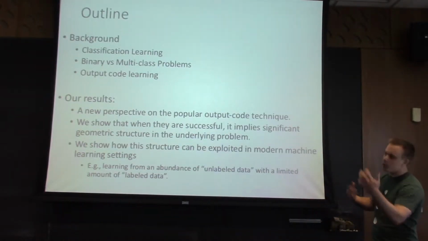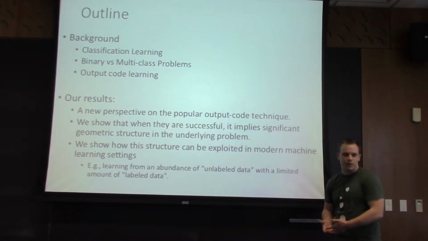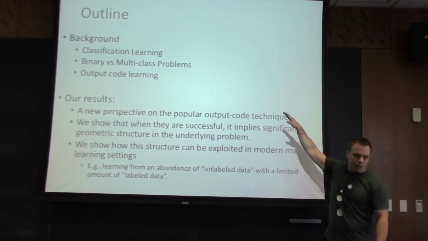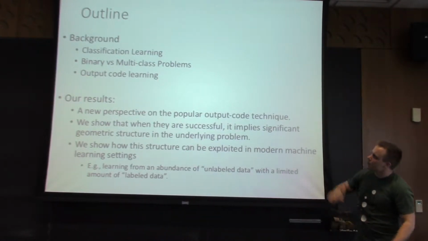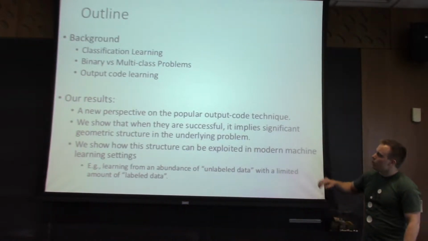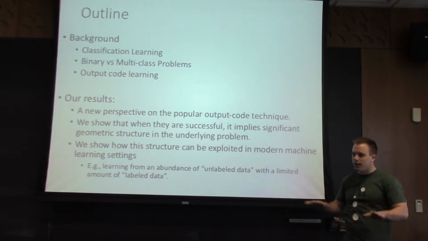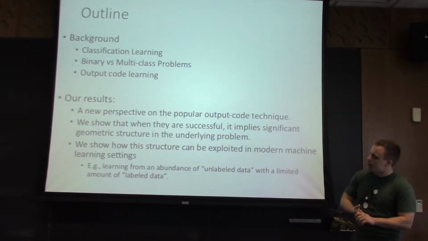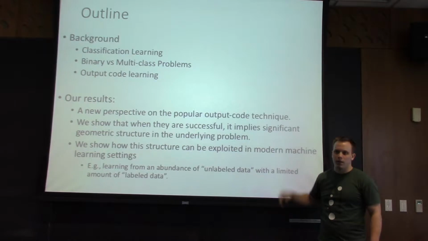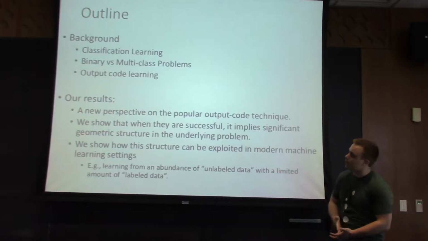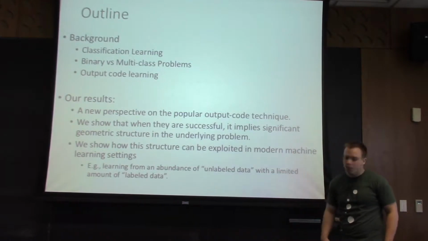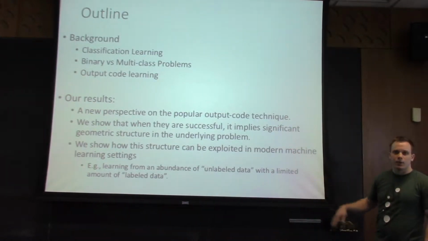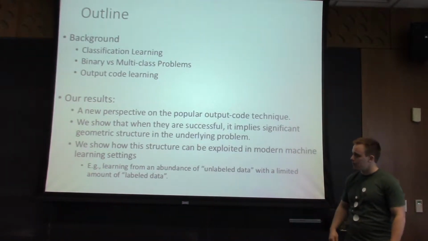The talk is going to be broken into two parts. Since we don't all study machine learning, I'm going to cover the background material, basically just what are all the terms in the title. So we'll talk about what is classification learning. We'll look at the difference between binary and multi-class classification. And then we're going to spend some time talking about this really popular method of multi-class learning algorithms called output code learning. And once we've covered this preliminary material, the rest of the talk is going to focus on our new results.